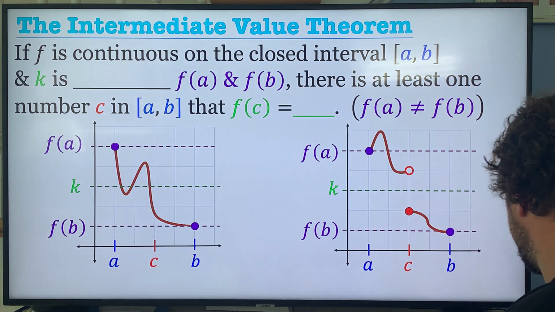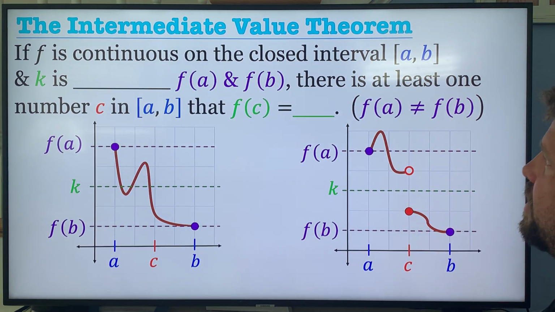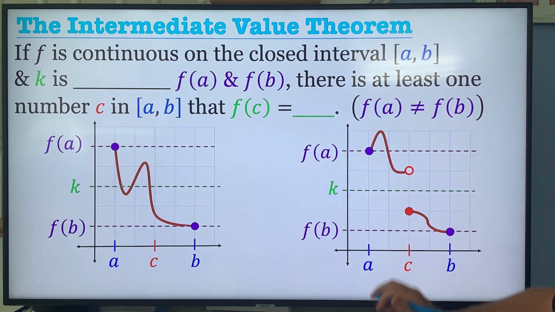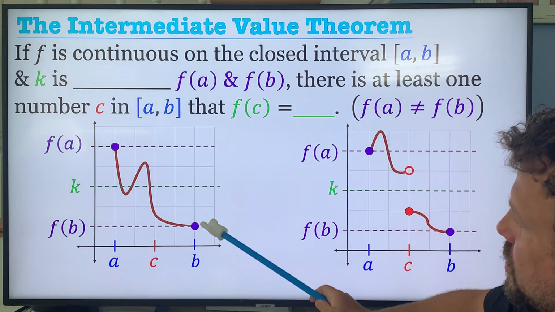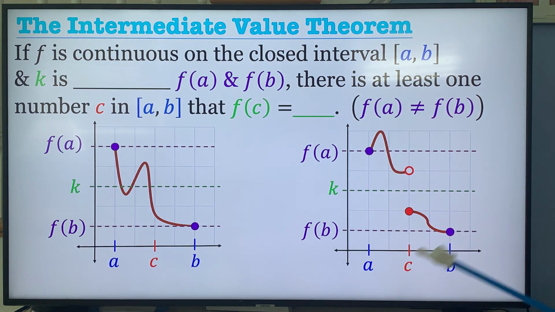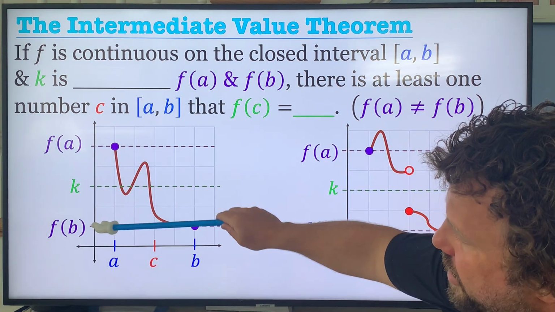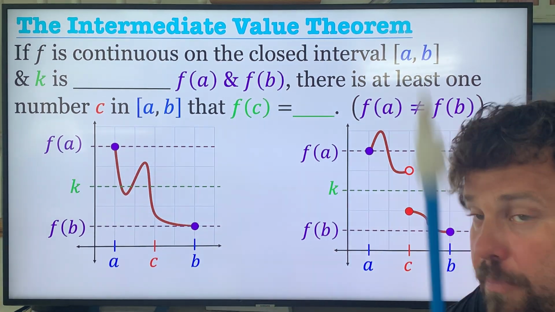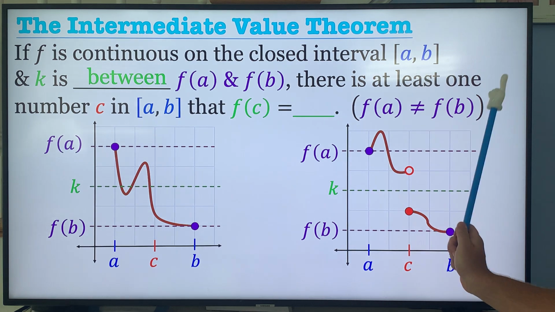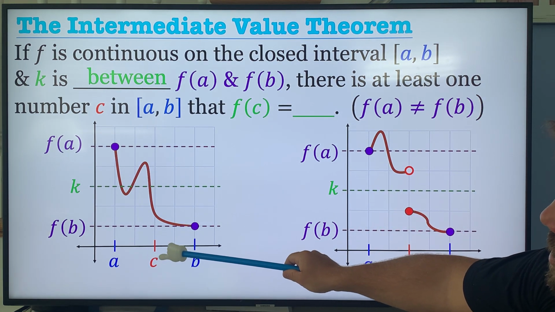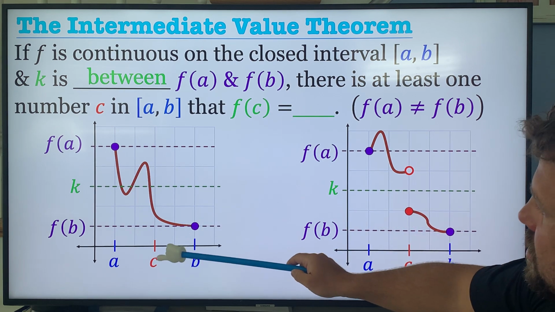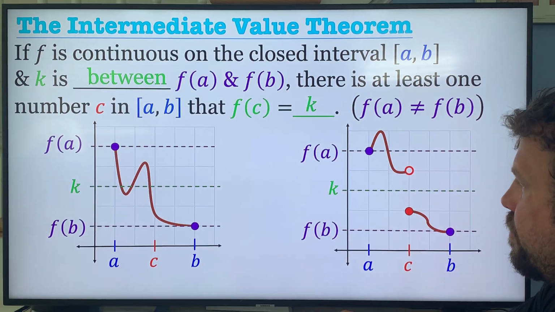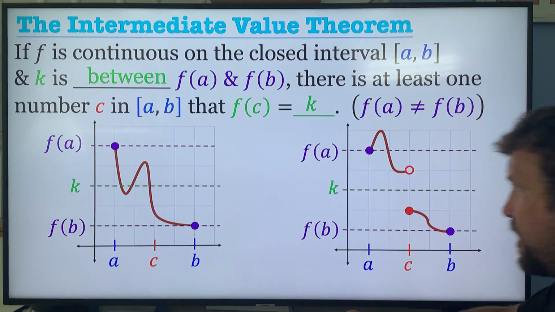All right, go to this one. We're just going to touch on the IVT, the Intermediate Value Theorem. If f is continuous on a closed interval [a, b], so from A to B, closed because there are closed circles, and K is between f of a and f of b, then there is at least one number c in [a, b] such that f of c equals K. F of a cannot equal f of b.